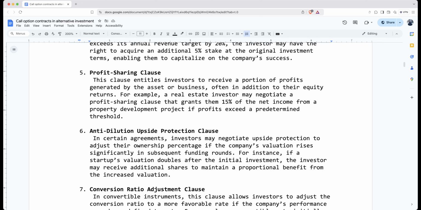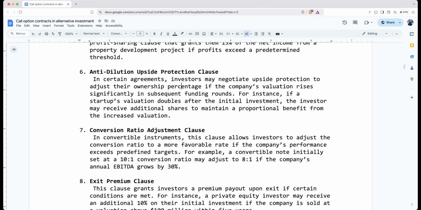Now, anti-dilution upside protection clause. In certain agreements, investors may negotiate upside protection to adjust their ownership percentage if the company valuation rises significantly in subsequent rounds. Okay, then they simply may not participate. Too expensive. For instance, if a startup valuation doubles after initial investment, the investor may receive additional shares to maintain a proportional benefit from the increased valuation.